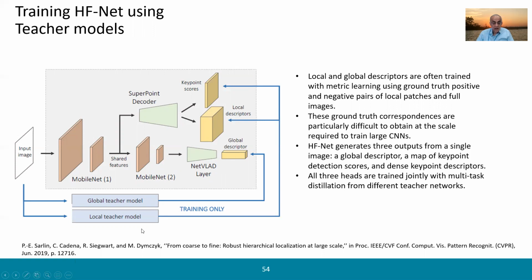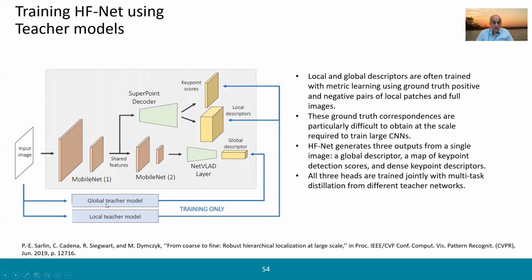To train it, they have a very nice technique. They say it's very difficult to get a database which has all the ground truth values for both the local descriptors, the local matches, and also the coarse matches and all this. It's very hard to come up with the data for training that, which has both the things at the same time.